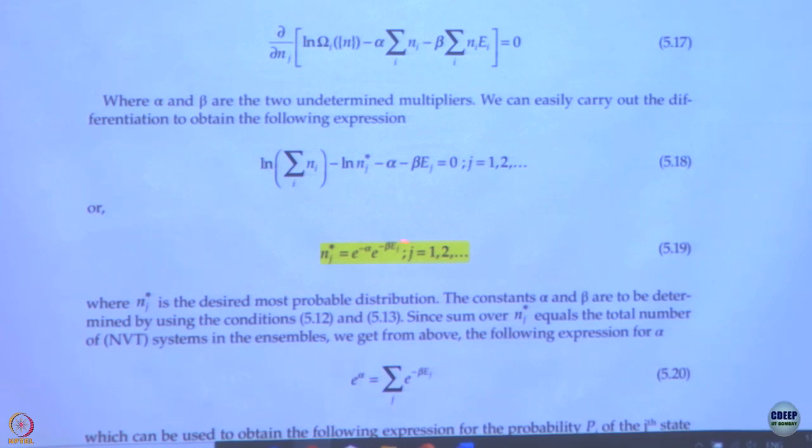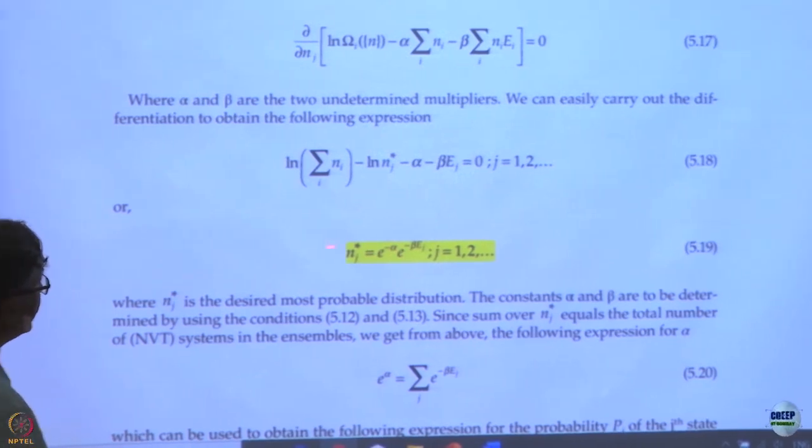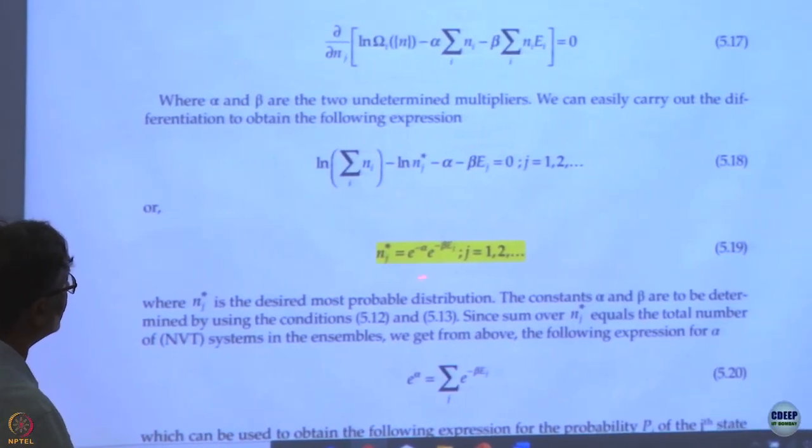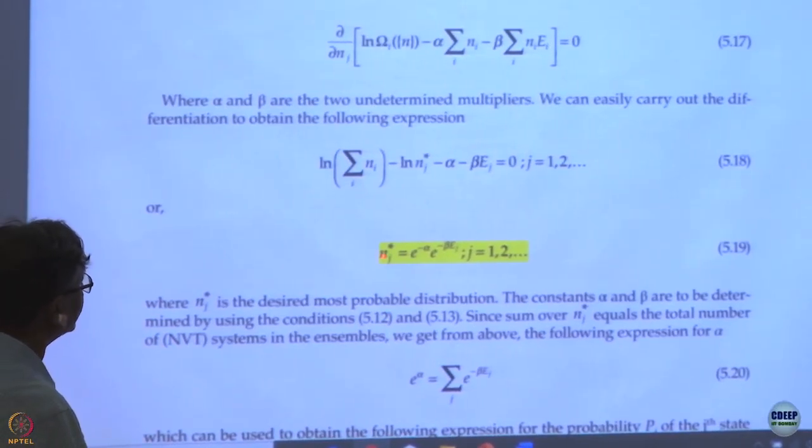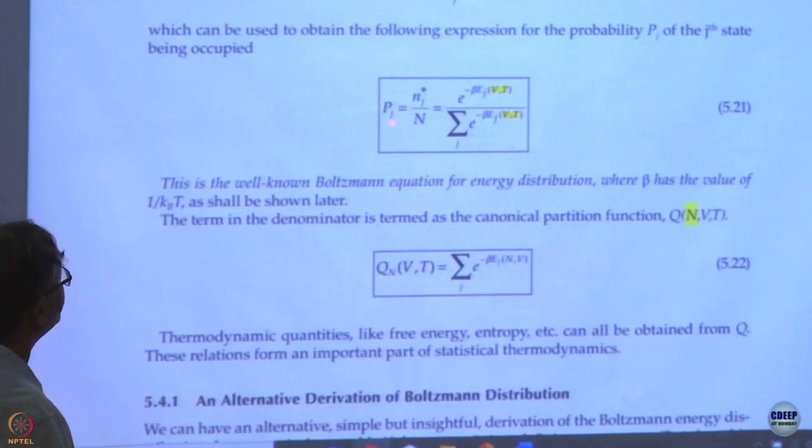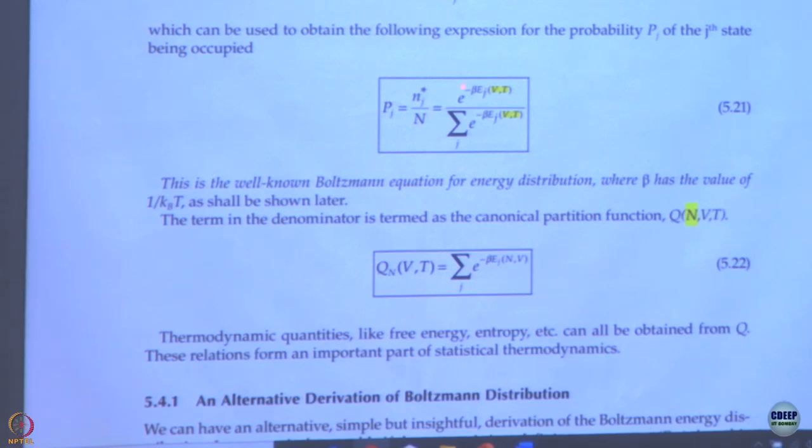Okay. So now I have to get this quantity here, e to the power alpha. So I do sum over n_j. If I sum over n_j, and I sum over e to the power minus beta epsilon_j, then I find sum over n_j is the total number N, and then this is the quantity. So then you get p_j is n_j by N. From there you get e to the power minus beta epsilon_j divided by this quantity, because I just sum over that.